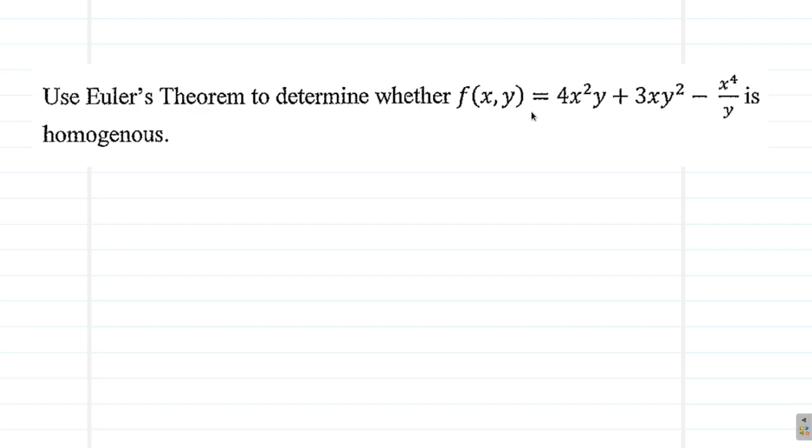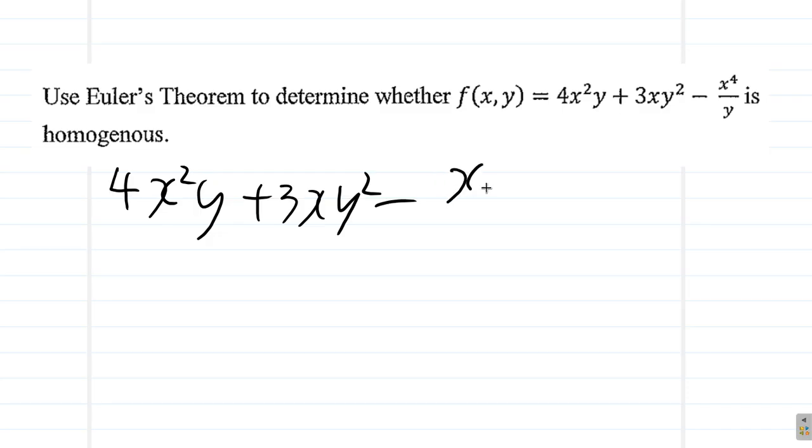Use Euler's theorem to determine whether this function is homogeneous. All right? Let me just rewrite the function: 4x squared y plus 3x y squared minus x to the fourth over y.